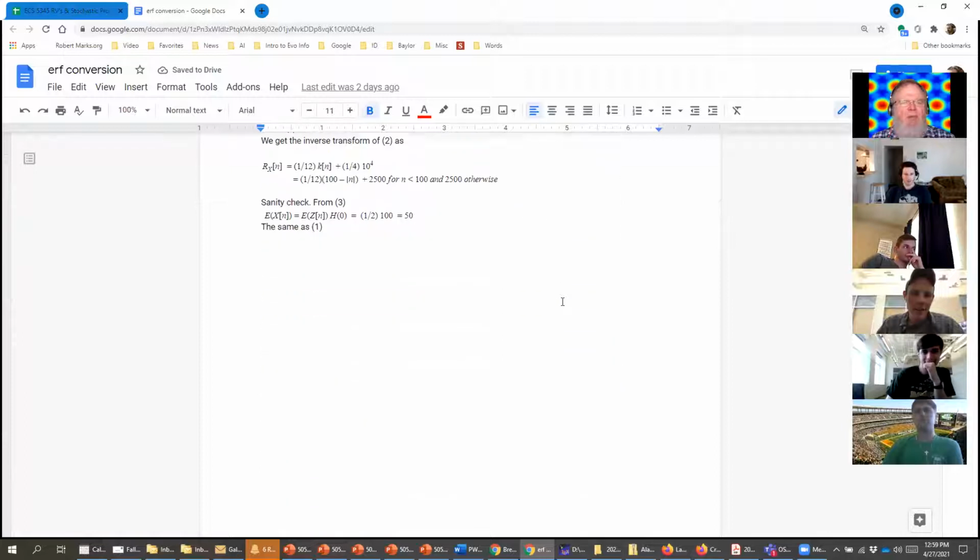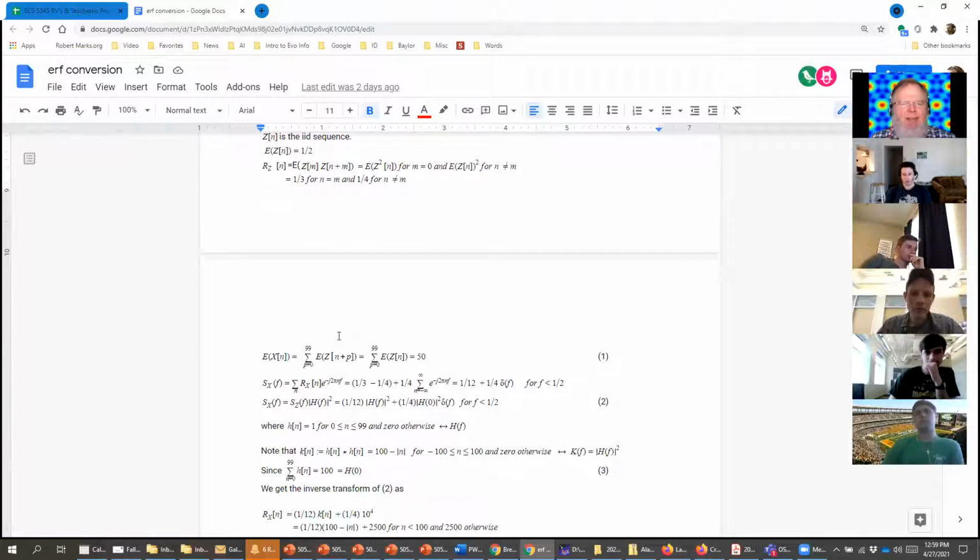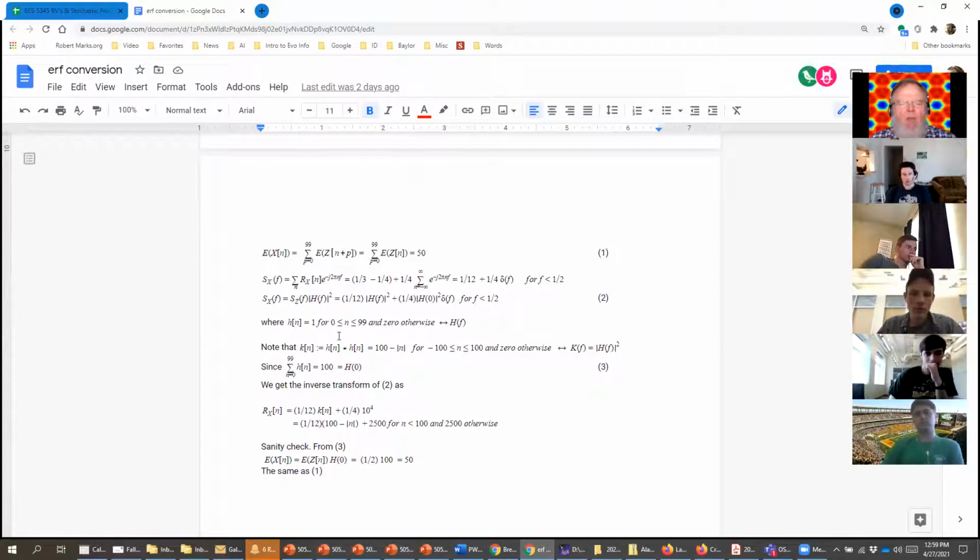Yeah, the solution, where's the solution? Yeah, it starts here. There's a link to a Google Docs here. So you can go through this solution and you can see what the result is. So it worked out pretty well.